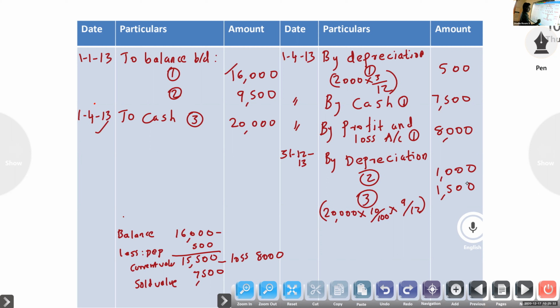Next, same date, by balance CD. The first one is over, sold. So second one, 9,500 minus 1,000, so 8,500. Then third one, 20,000 minus 1,500, 18,500.